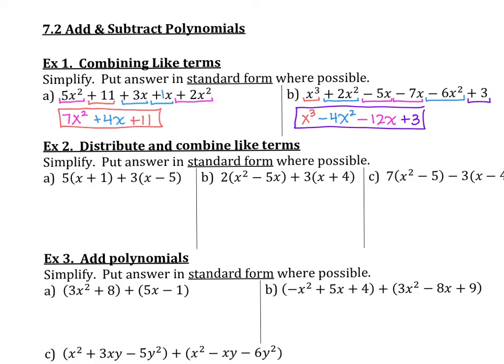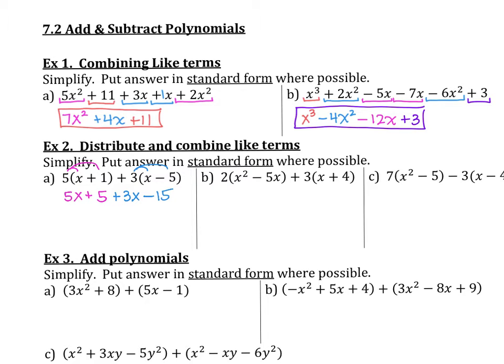Okay, for example 2, I'm going to distribute, and then I'm going to combine the like terms, which we've done before. This just has more exponents to it. Because I see a number in front of the parentheses, I am going to distribute. So 5 times x is 5x plus 5 times 1, 5. Okay, I see there's more here. So this is positive 3x. 3 times minus 5, minus 15.